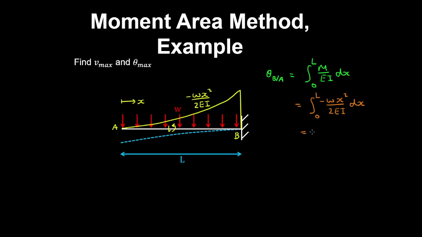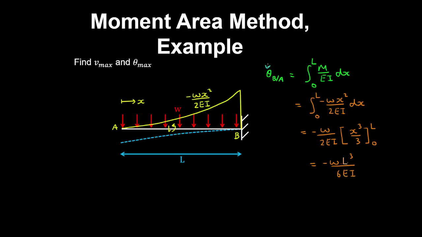And taking the constants outside the integral, so minus w on 2EI, and integrating x squared, we get x cubed on 3, evaluated from x equals 0 to L, so that gives minus wL cubed on 6EI.